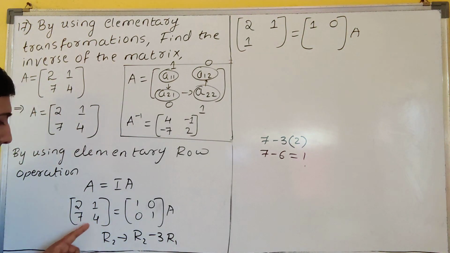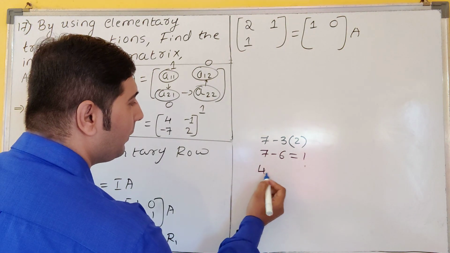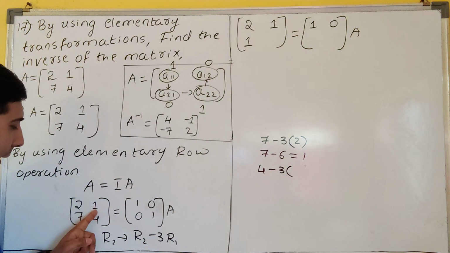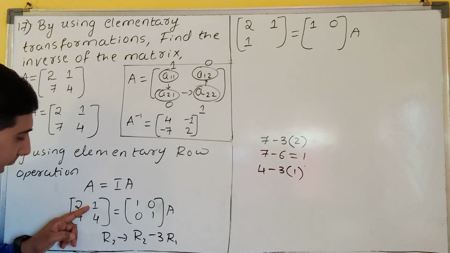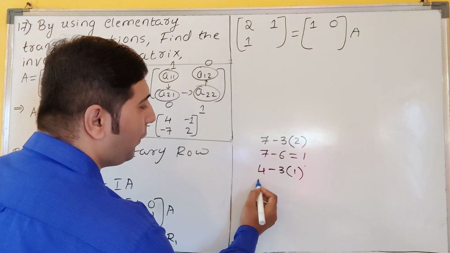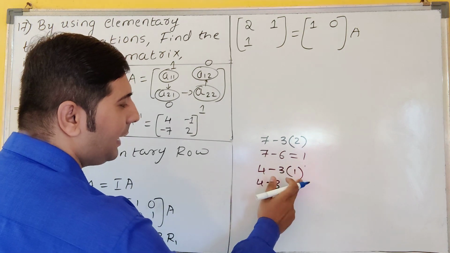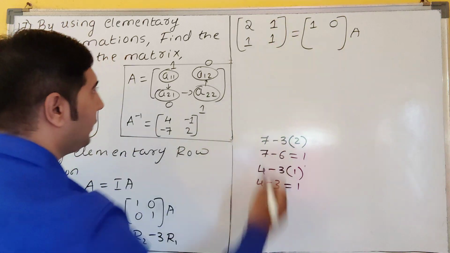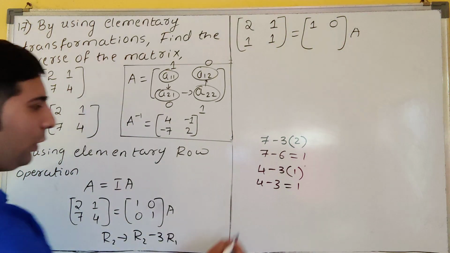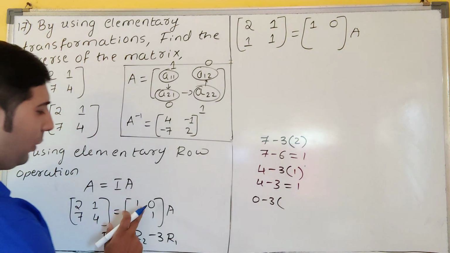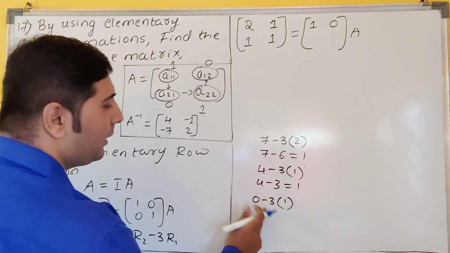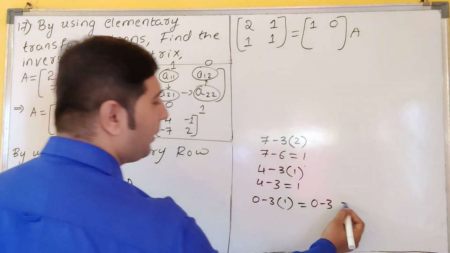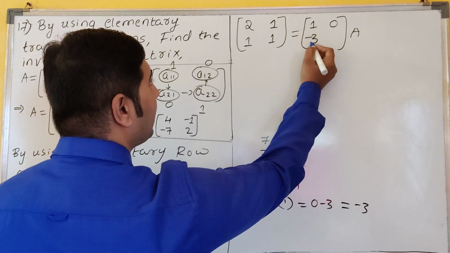So now see. So R2 is how much? 4 minus 3 into R1 is how much? 1. R1 here it is 1. So 4 minus 3. Minus 3 into 1 is minus 3 only. 4 minus 3 is what? 1. So 1 we will get here. So next is what? R2 is 0 minus 3 into R1 is how much? 1. 0 minus 3. Minus 3 into 1 is minus 3. 0 minus 3 is what? Minus 3 you are getting. So minus 3 I can get.